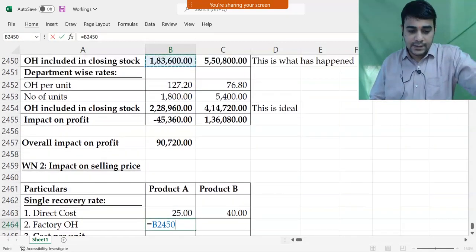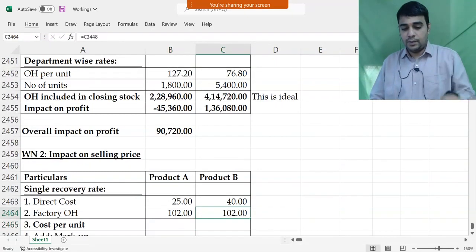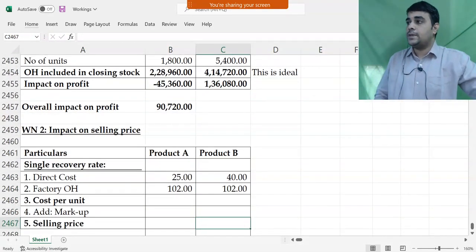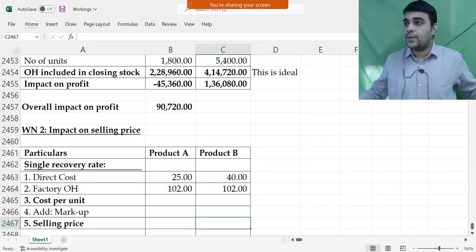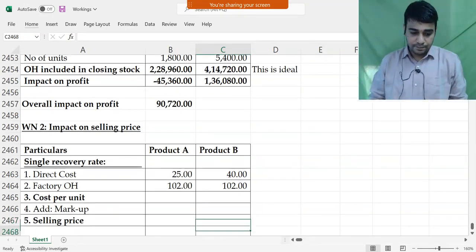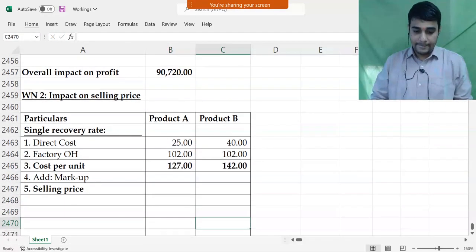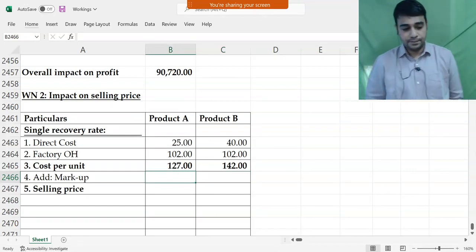Factory overheads is 102 and 102. We did this calculation earlier. If you follow a single recovery rate, it is 102 and 102. Cost per unit is 127 and 142.